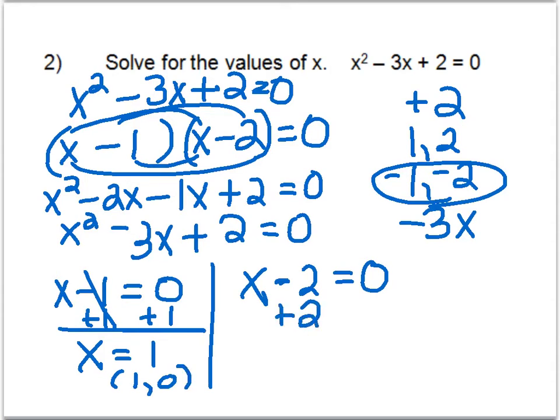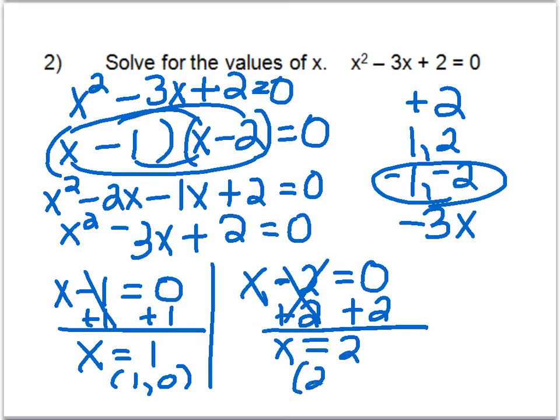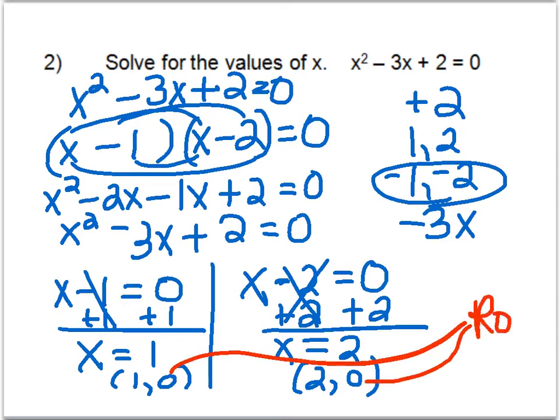And over here on the opposite side, I solve. And the graph of this quadratic, if I were to graph this x squared minus 3x plus 2, I would get another point at 2, 0. These are called the roots.